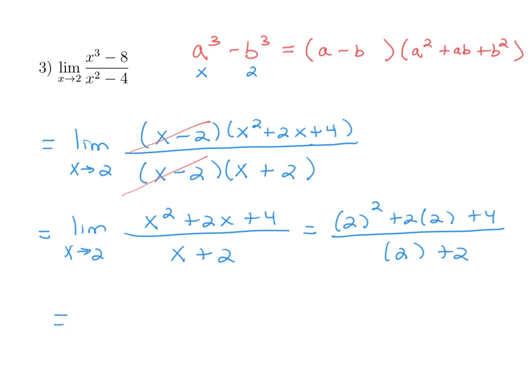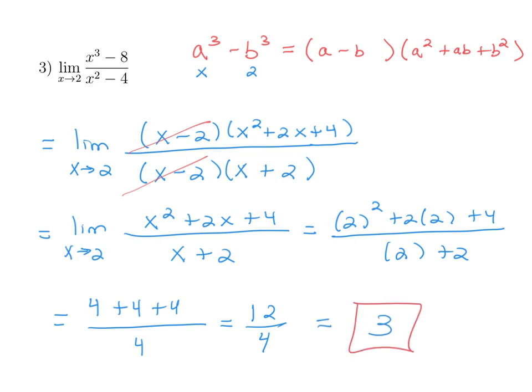And when you simplify that, 2 squared is 4, 2 times 2 is 4. We got another 4 at the very end. In the denominator, we have 2 plus 2, which is also 4. So that's 12 over 4, and when you simplify this, you get a value of 3. 3 is the value of this limit here. So that's it for the practice problems.